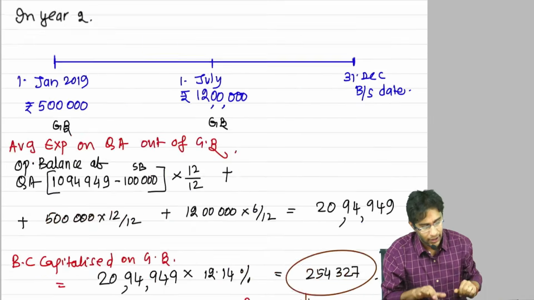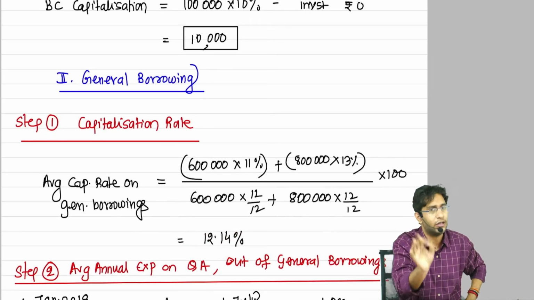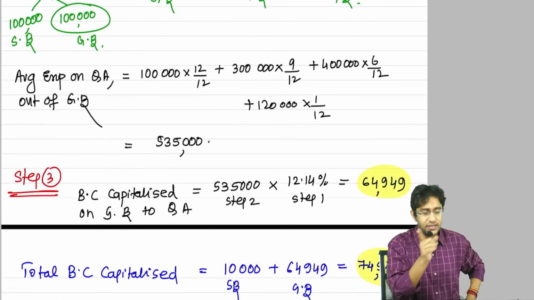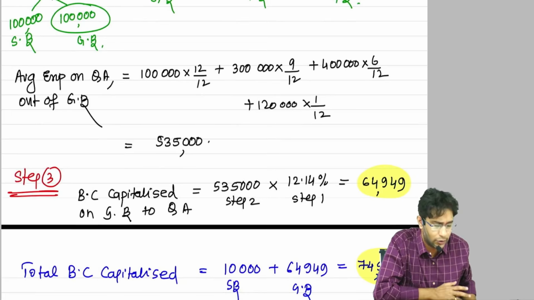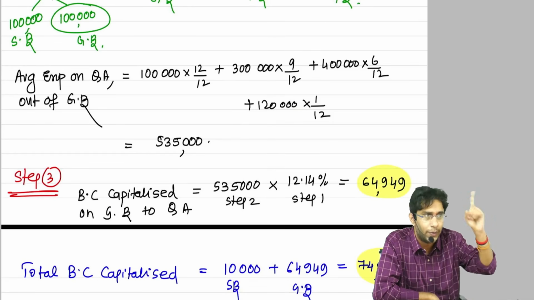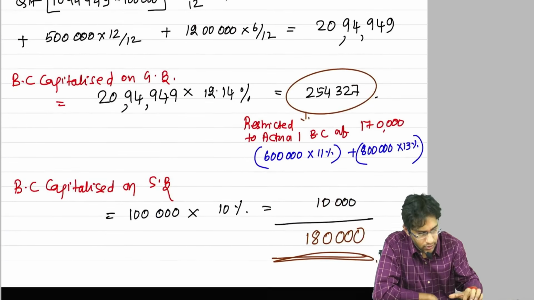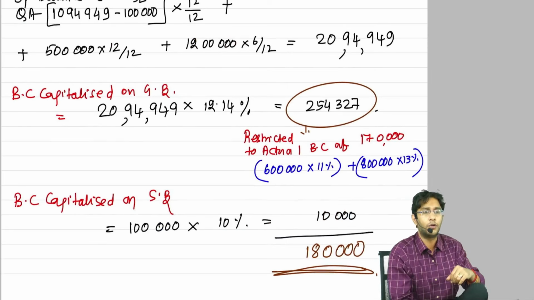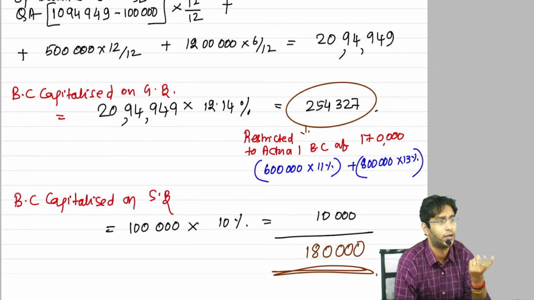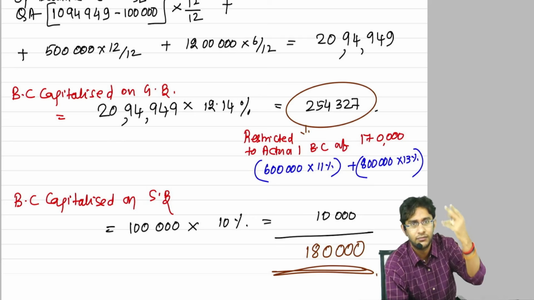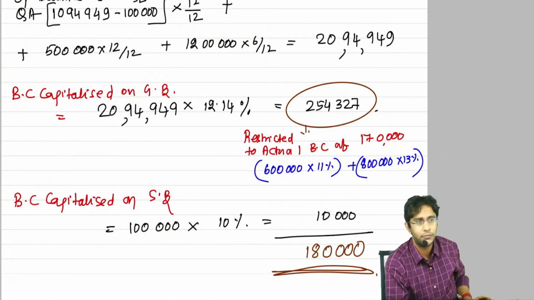You observe. In our example, first year, my total interest cost paid to the bank is 1,70,000. Out of that, 64,949 I capitalized out of general borrowings. What happened to the remaining 105,051? Went off to P&L account. But in the second year, when I did the same type of computation, my number came to 2,54,000, as against actual borrowing cost of 170. When actual borrowing cost is 170, how can you capitalize 254? You can't. So whatever excess amount is there, how can you capitalize? So only 170 you capitalize. That's all. Are you getting it, sir?